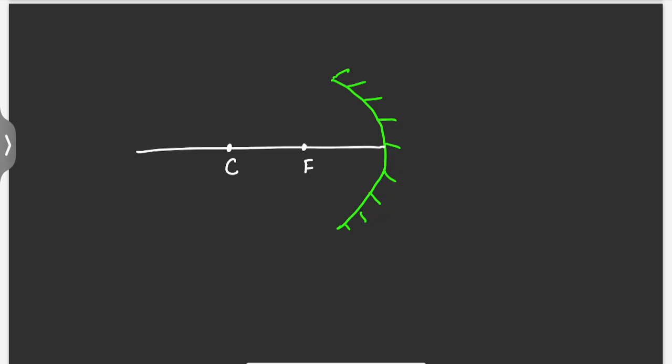Now let me draw a concave mirror. This is a concave mirror. Now we are going to draw a principal axis. This is the principal axis. On this you have to write 2 points. This point is called C, and exactly half of the distance we will mark as F. C is nothing but the center of curvature, and F is called the principal focus.